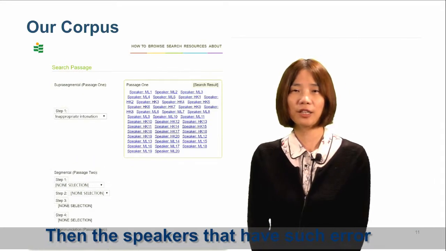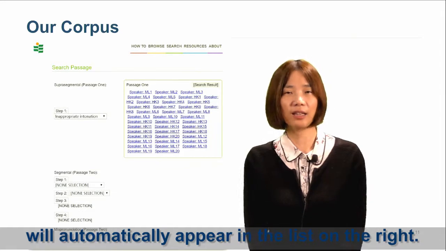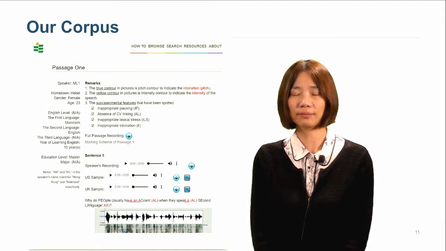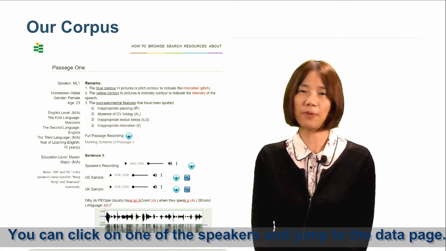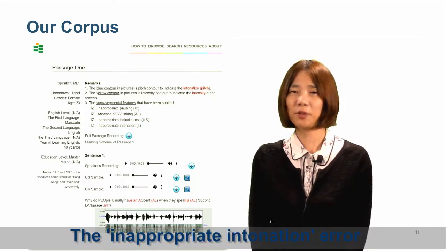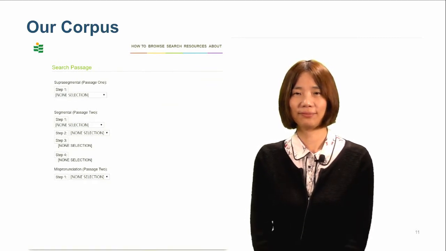Then, the speakers that have such errors will automatically appear in the list on the right. You can click on one of the speakers and jump to the data page. The inappropriate intonation error is already highlighted in the data page.